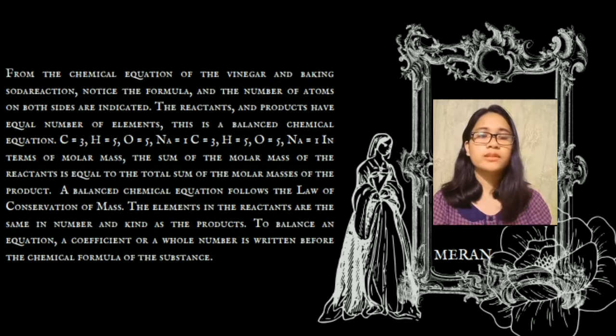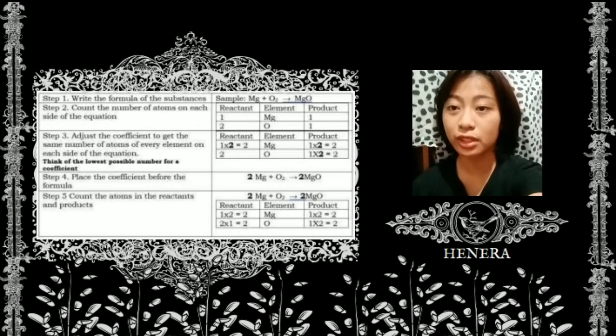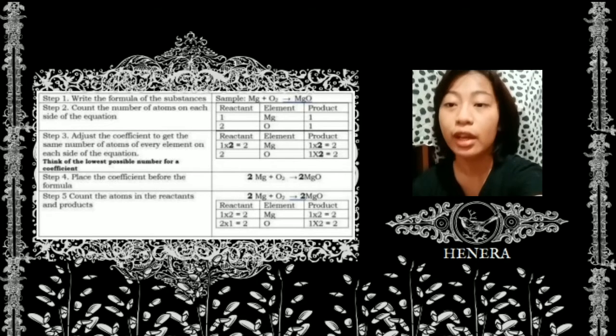Table 3 shows the steps that can be followed in balancing a chemical equation. Step 1. Write the formula of the substances. Step 2. Count the number of atoms on each side of the equation. Step 3. Adjust the coefficient to get the same number of atoms of every element on each side of the equation. Think of the lowest possible number for a coefficient. Step 4. Place the coefficient before the formula. Step 5. Count the atoms in the reactants and products.